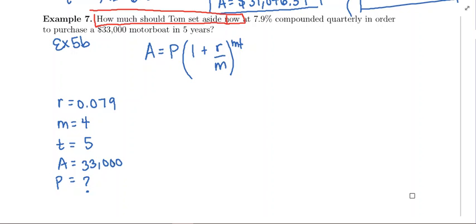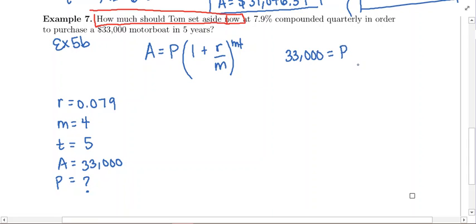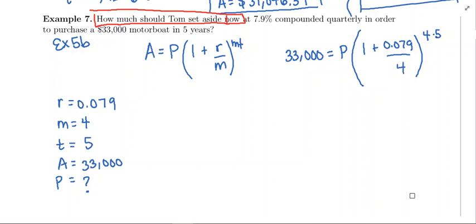Those are our variables, so we're going to plug everything in. A is 33,000. That's got to equal the P value, which we don't know, so we leave it as P, times 1 plus the R value divided by M, raised to the M times T. That's how you set it up. Now we need to solve it for P. P is right here, and you want to get it by itself on one side of the equation.